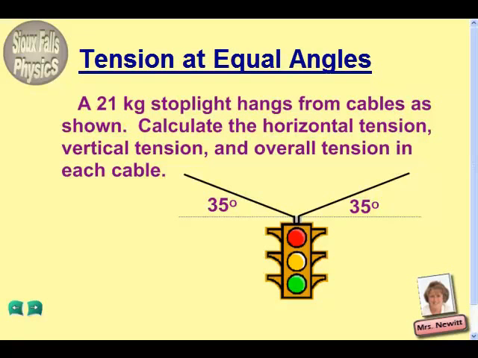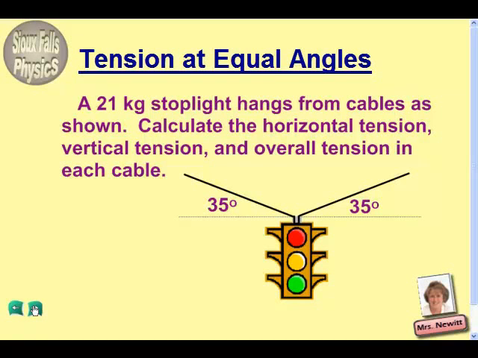And today we're going to take a look at examples that use tension. Our problem is a 21 kilogram stoplight hangs from cables. The angles are equal angles of 35 degrees. It says calculate the horizontal tension, vertical tension, and overall tension in each cable.